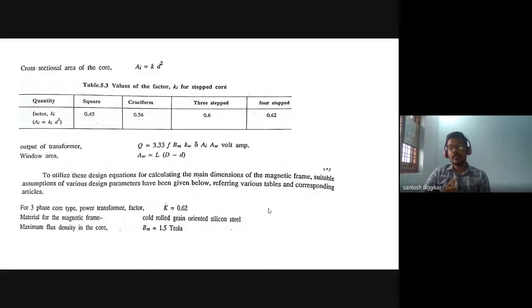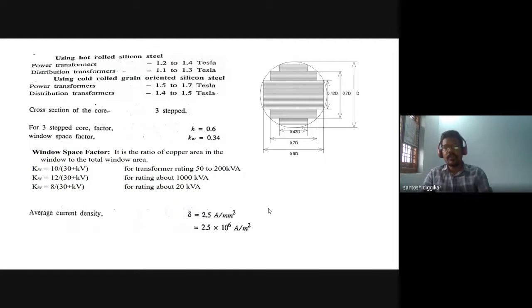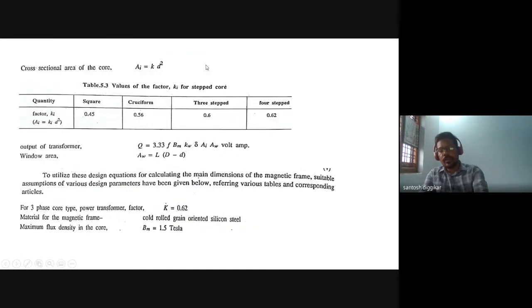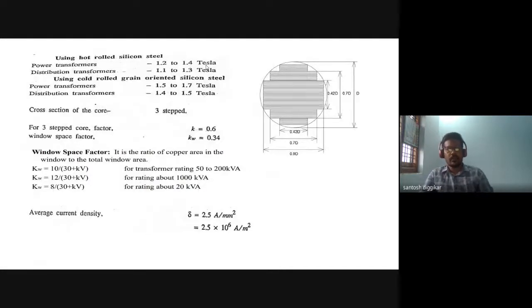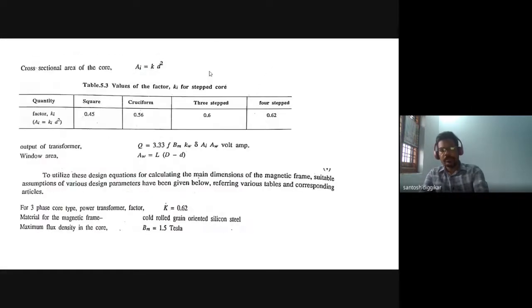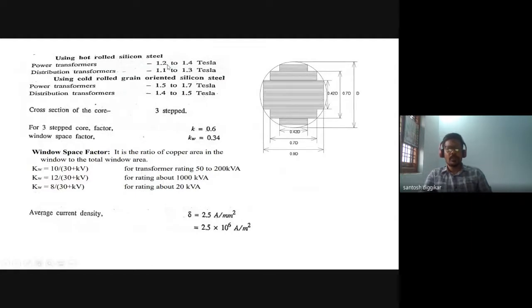So here we are assuming the magnetic frame material is cold rolled grain oriented silicon steel, and the maximum flux density in the core we are assuming is 1.5 Tesla. How is the maximum flux density assumed? Since we are using hot rolled silicon steel for a power transformer, we have to use maximum flux density between 1.2 to 1.4 Tesla. So we are taking nearer to 1.5 Tesla.